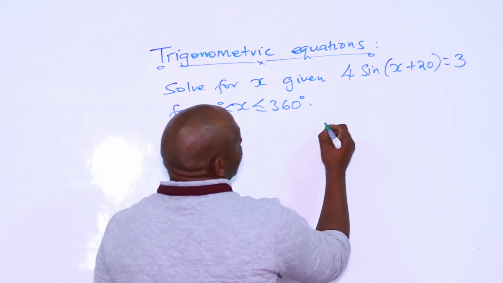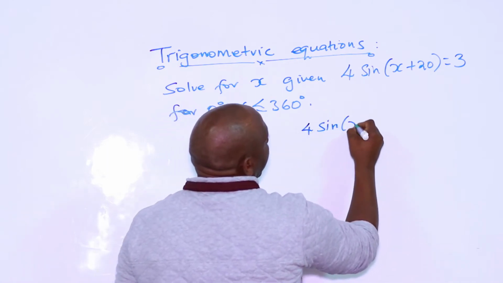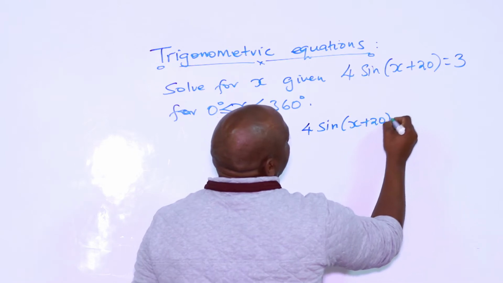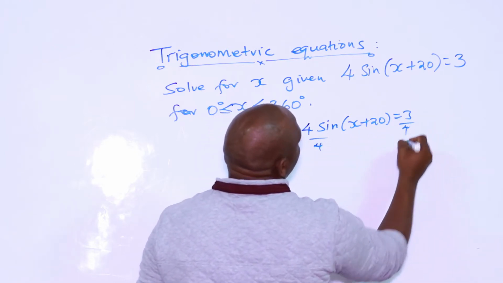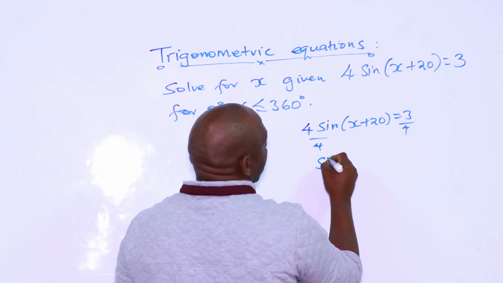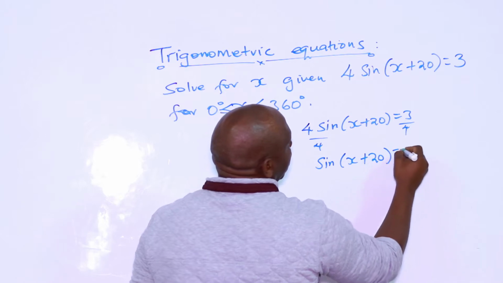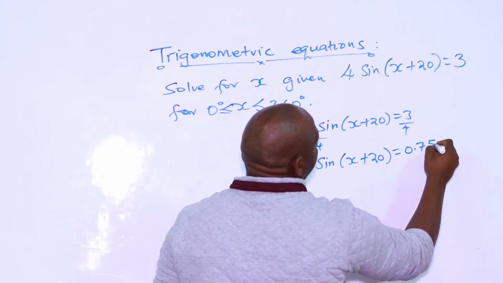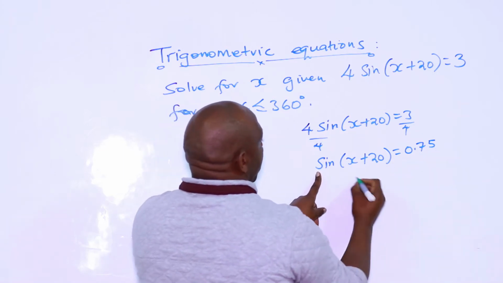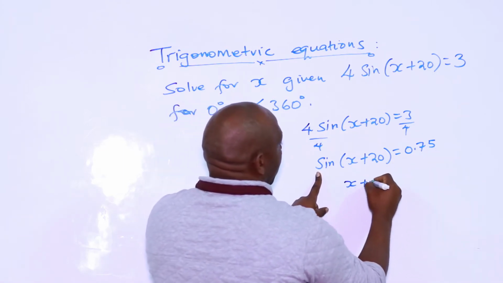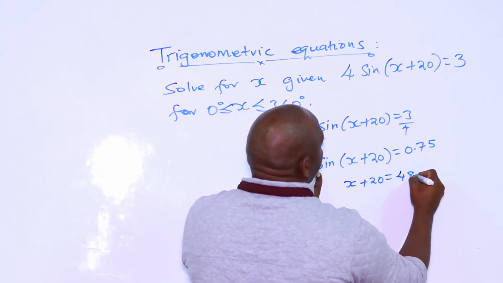So, we start by taking 4 sine of (x + 20) equals 3. Divide through by 4 to get sine of (x + 20) equals 0.75. If you get sine inverse of 0.75, you get x + 20 equals 48.59.